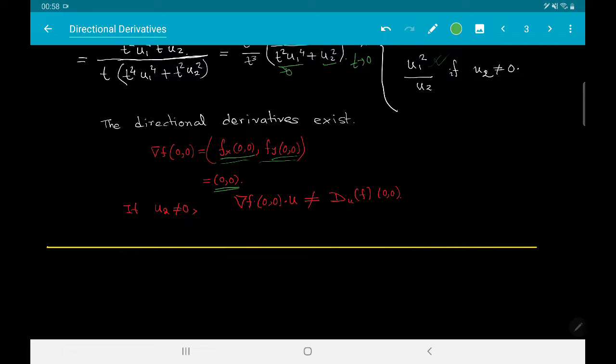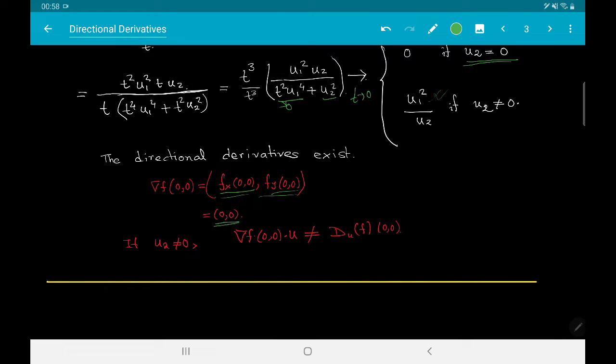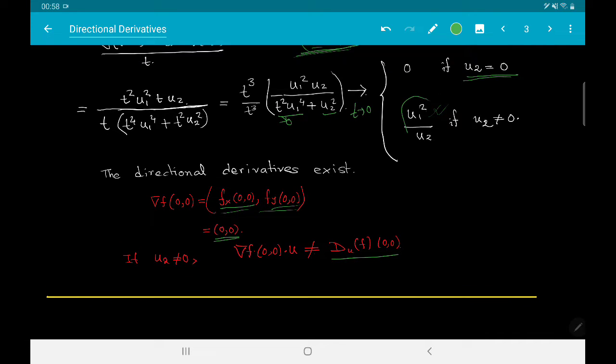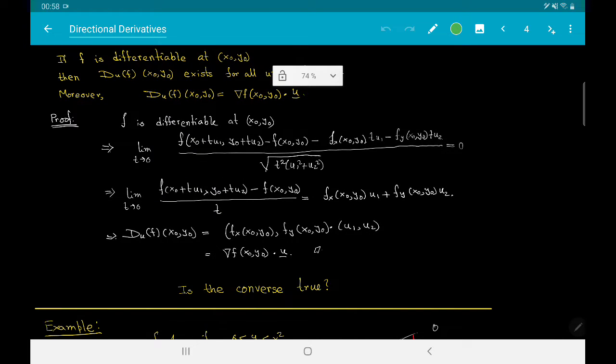So if u2 is not equal to 0, there is no way that Duf at the point (0, 0), which is given by this expression, is going to be equal to this expression, that gradient of f at (0, 0) dot u. So why I am interested in this formula, that I will tell you in a moment. So here is the reason.